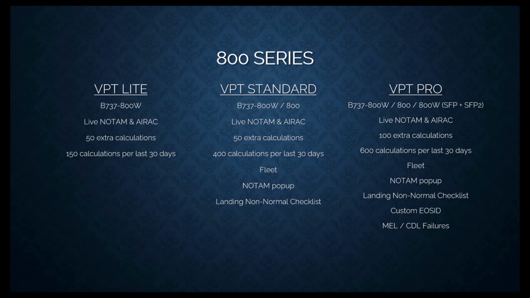We have some new MEL CDL failures that you might want to try out. You might want to do some custom AOC, then try them out. So you need a bit more calculations. This is why we give you 100 extra calculations available through the year. And you have 600 calculations per last 30 days. That's huge. The only way to really reach this limit is to fly every day, making like 4 sectors a day. That's quite some calculations right there.